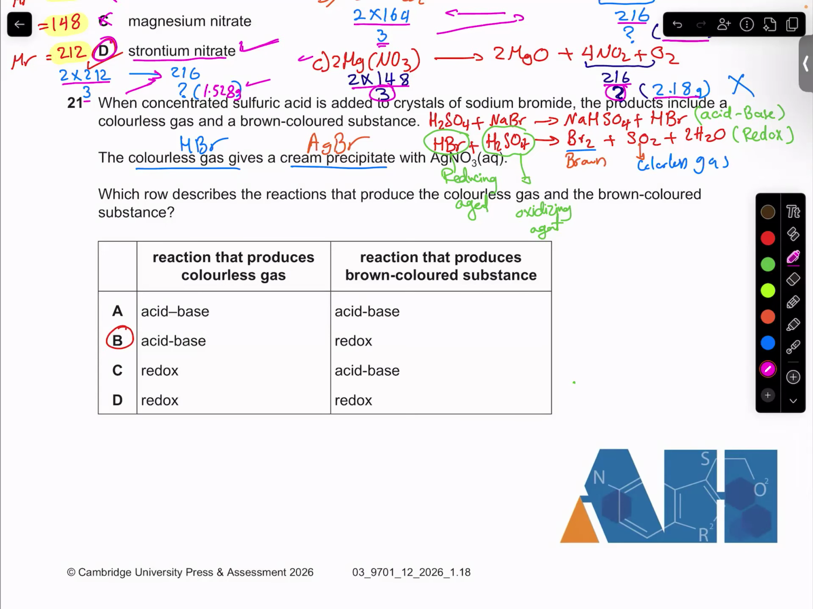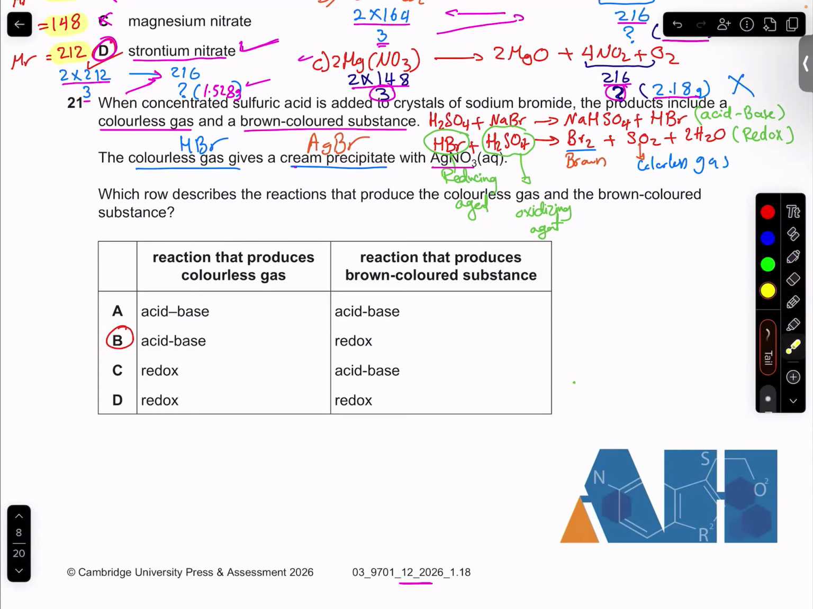All right. This is part 2 of solving paper 1, variant 2, 2026. Question 21. When concentrated sulfuric acid is added to crystals of sodium chloride, the products include a colorless gas and a brown colored substance. The colorless gas gives a cream precipitate when AgNO3 is added.